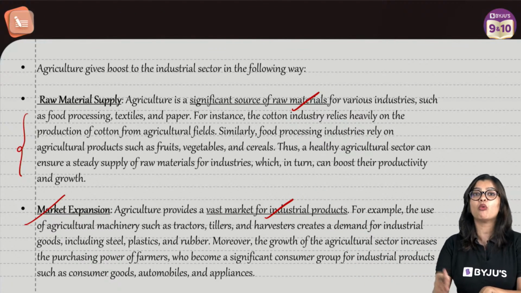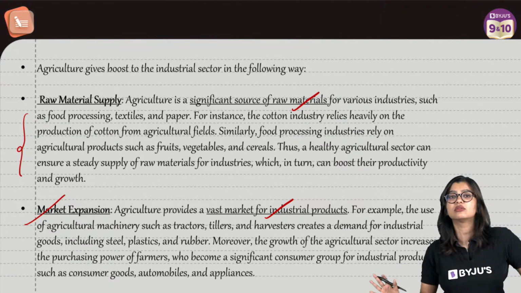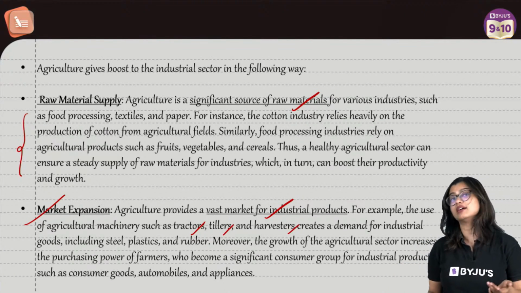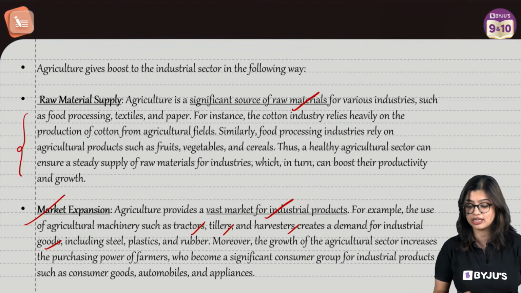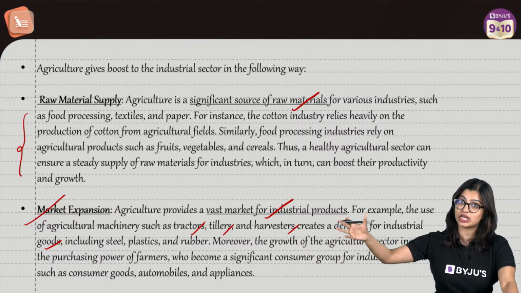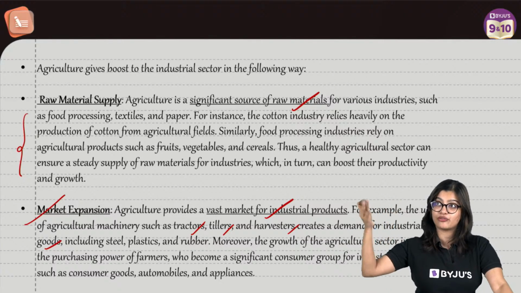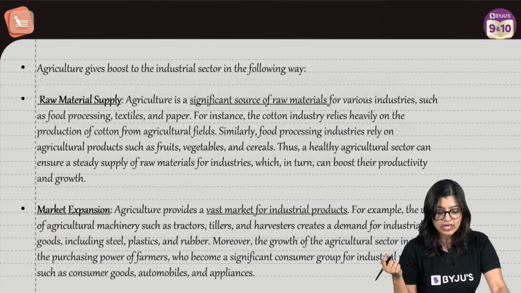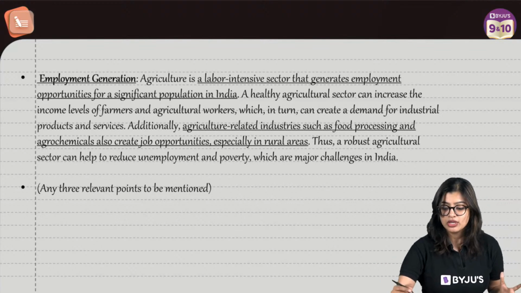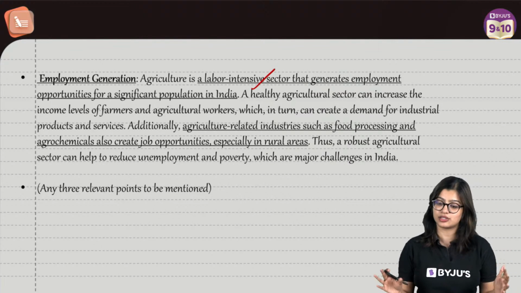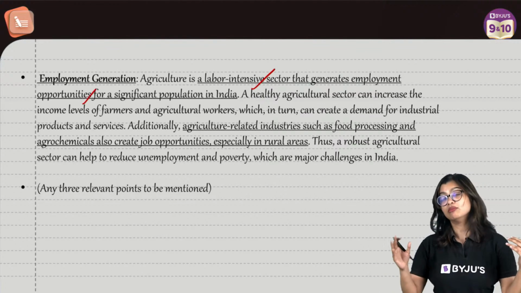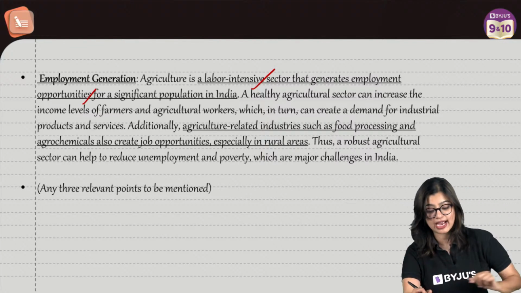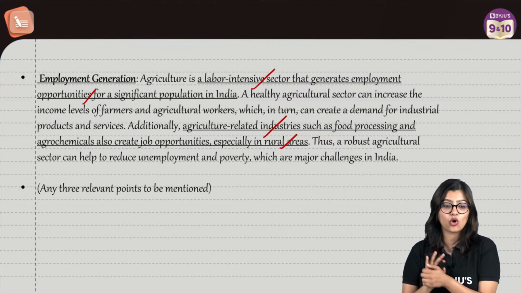So for example, if you want to practice agriculture, you can't just do agriculture as is. You have a lot of tools. So tractors, tillers, harvesters all create a demand for industrial goods. Similarly, even in manufacturing industries, the iron and steel industry's demand comes in because you need to generate those machines. Then of course, employment generation. We know agriculture is a labor intensive sector, so it creates labor opportunities as well, and along with that, not just in the field of agriculture, but in industries also.